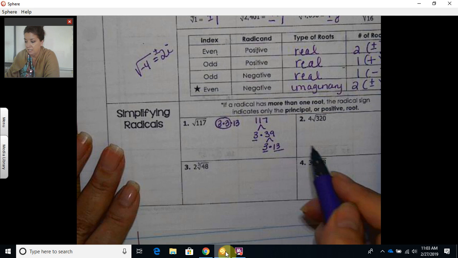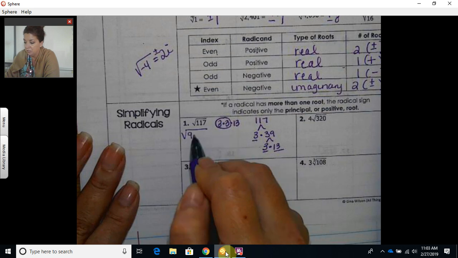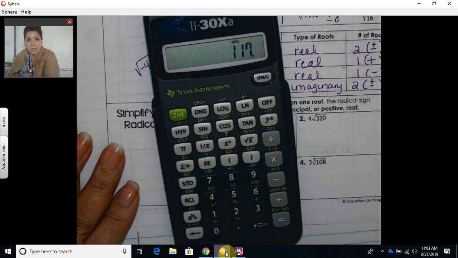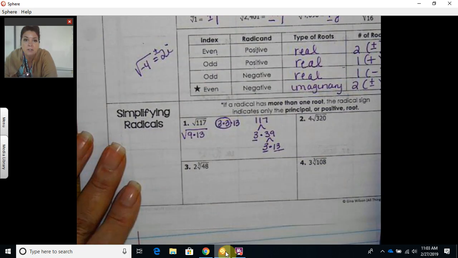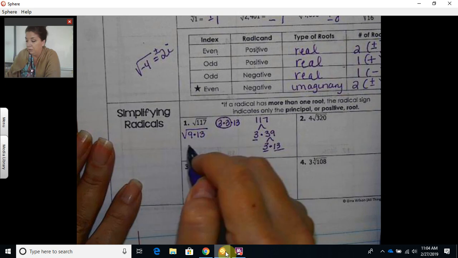Yes. So instead of the square root of 117, I would substitute in 9 times 13. Double check, does 9 times 13 give you 117? Yeah, it does. If either of your factors are perfect squares, take the square root. If it's not, it's got to stay under the radical. So, what is the square root of 9? 3. Once I take the square root, I put whatever the square root is on the outside.